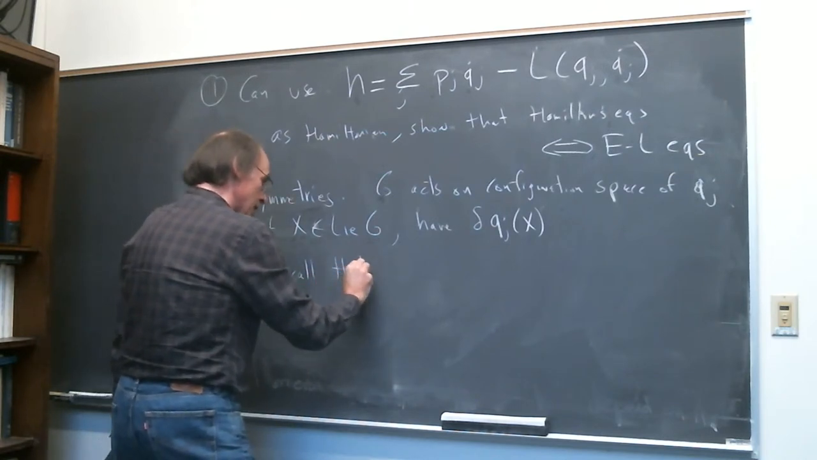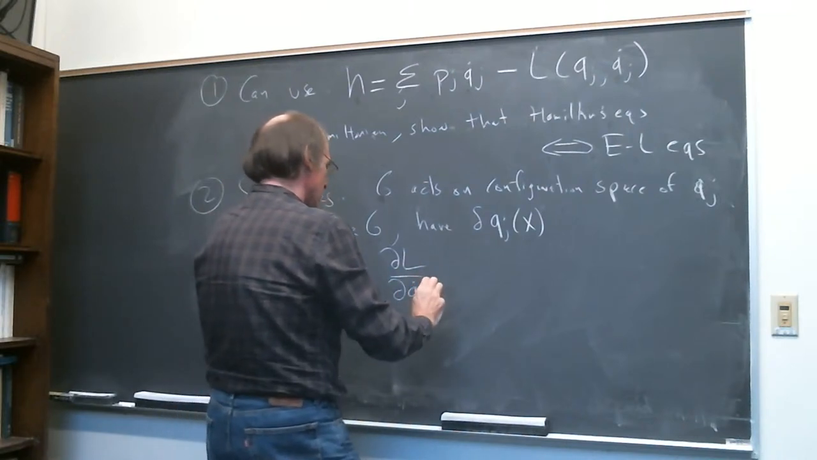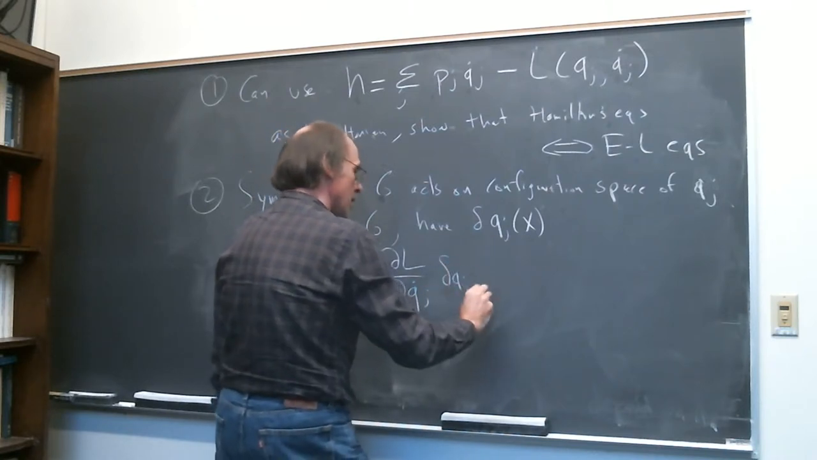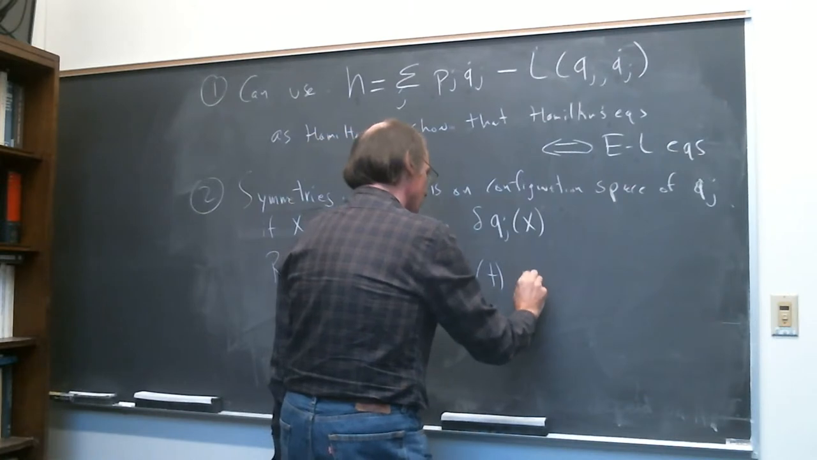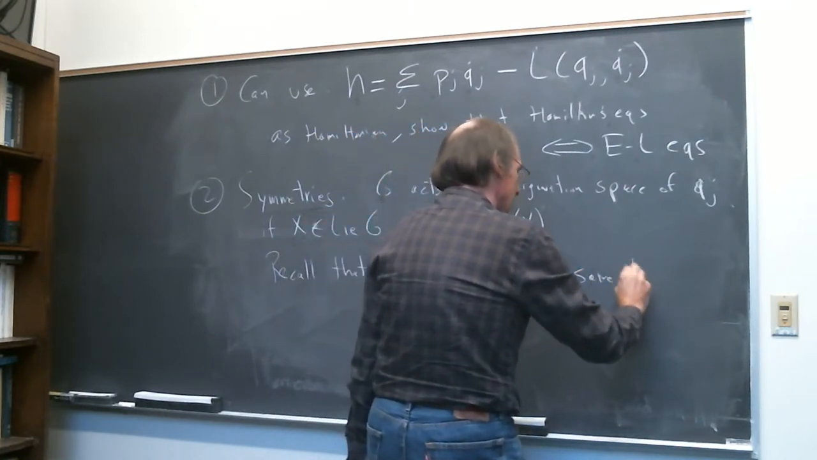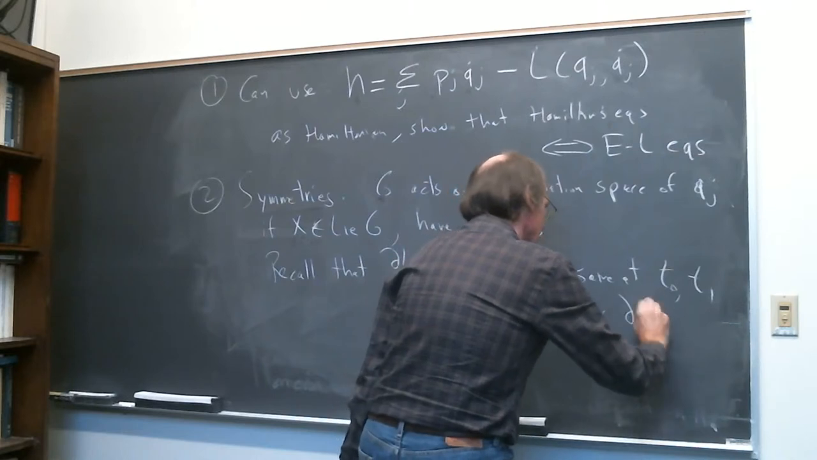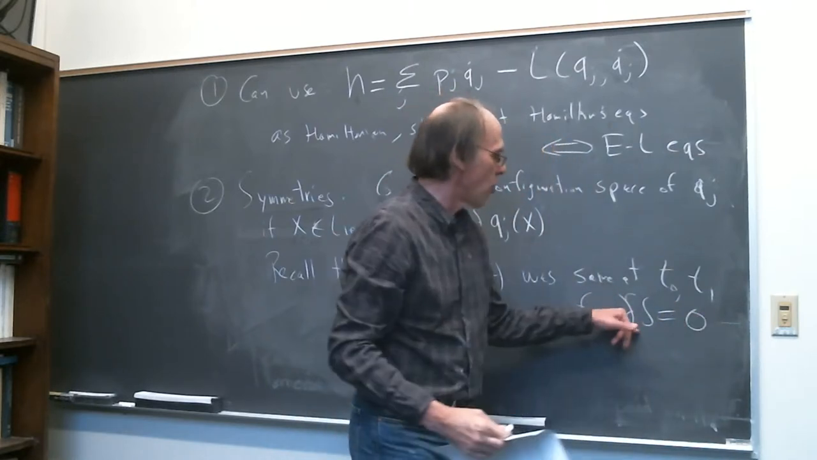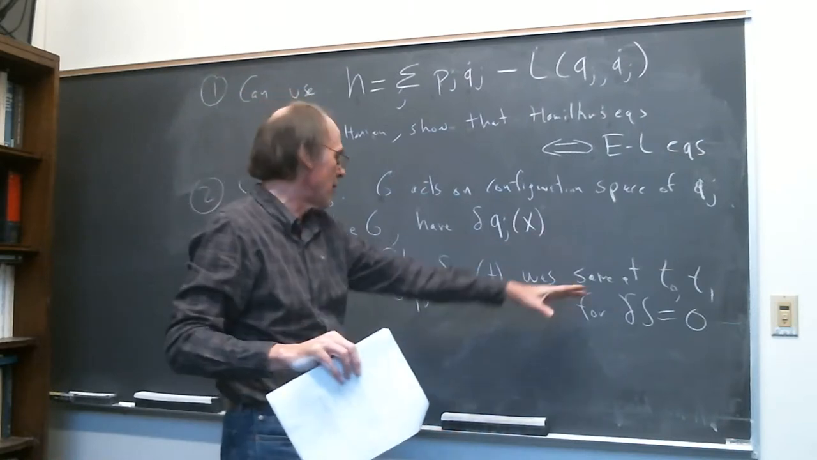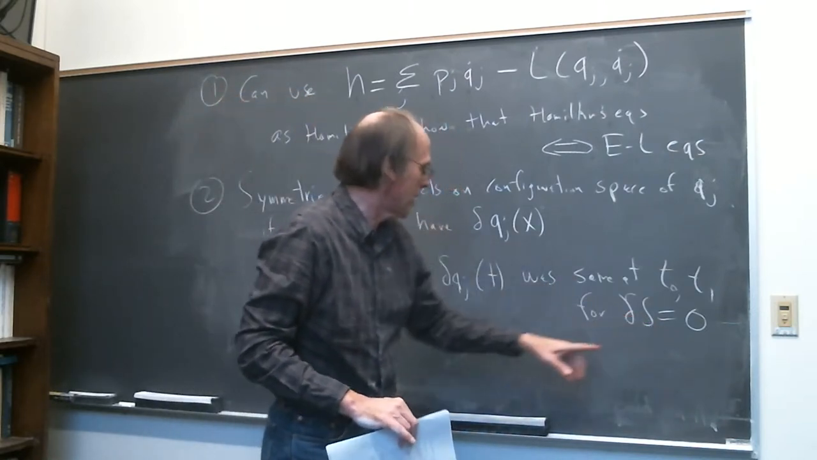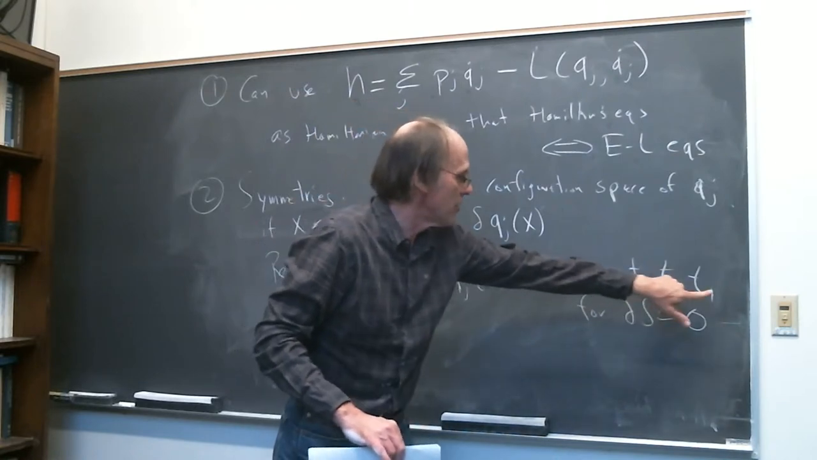Then recall that the quantity dL/dQ dot_j times delta Q_j was the same at t_0 and t_1 for delta S. So if you're at a critical point, and now you don't fix the behavior at the initial and final points but allow it to vary, then if you want to be at a critical point, this quantity is going to be the same at t equal to t_0 and t equal to t_1.